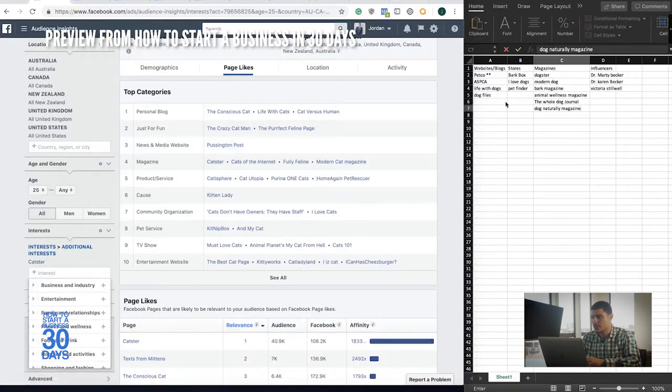Pussington Post. See, that's probably the same company as Doggington Post. The Crazy Cat Man. The Perfect Feline Page. This is a really good one, people. This is something that you want to pay attention to. Make sure you're living and dying by your magazines. They have buyer's intent. If you want to make a lot of money, listen to me. So you have Life with Cats, The Conscious Cat.